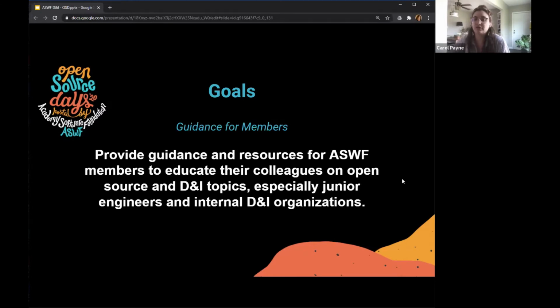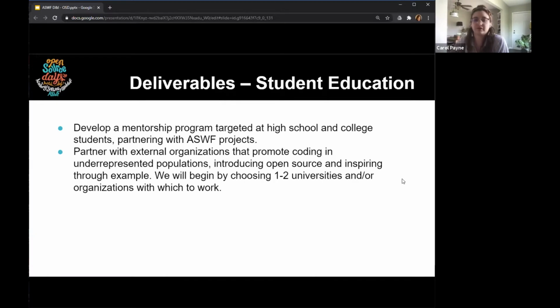So based on those 3 goals, we came up with some associated deliverables that we think really tie it back, are things that we're already splitting into subgroups in our meetings to start driving around these different deliverables and what they're going to look like.